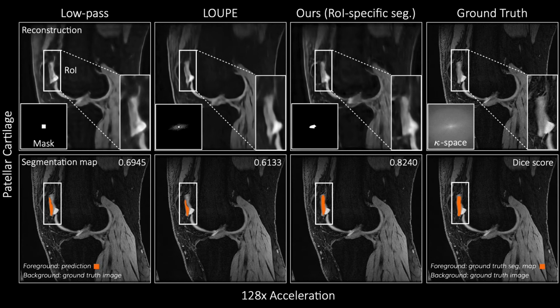Besides the motivating example for local reconstruction, our ROI adaptive acquisition also outperforms existing baselines in the segmentation task. Here we show a comparison of segmenting the patellar cartilage with an extreme acceleration ratio of 128.